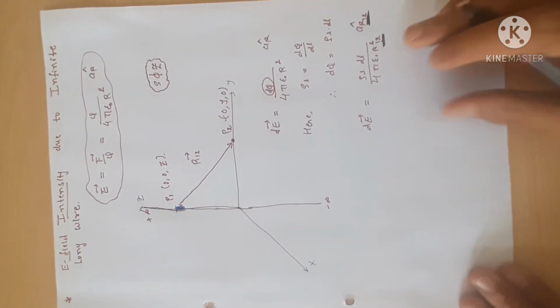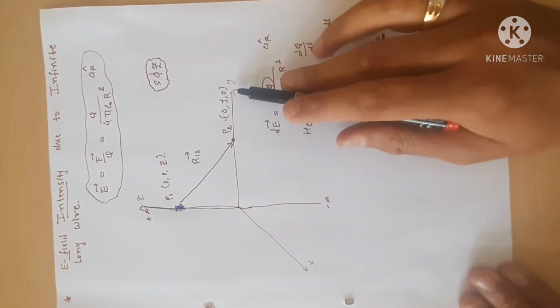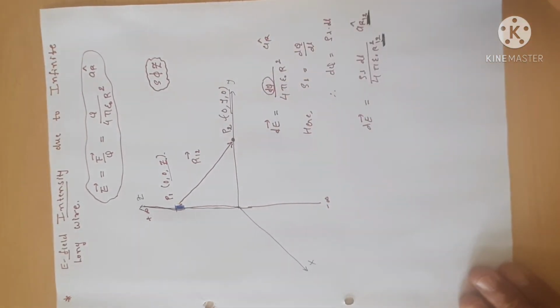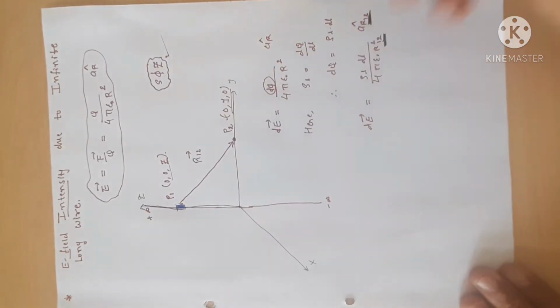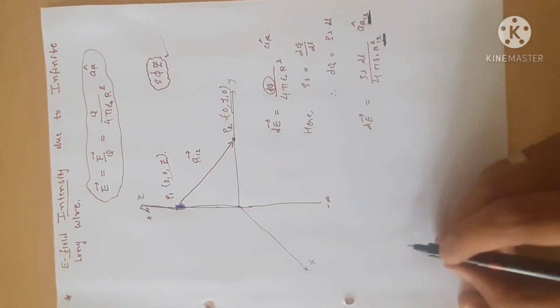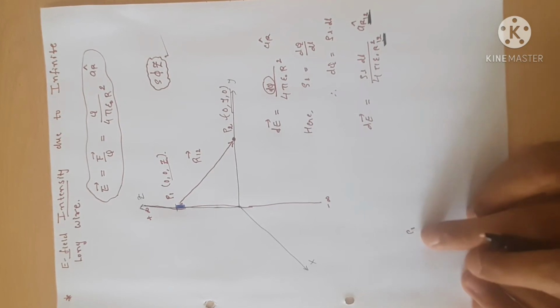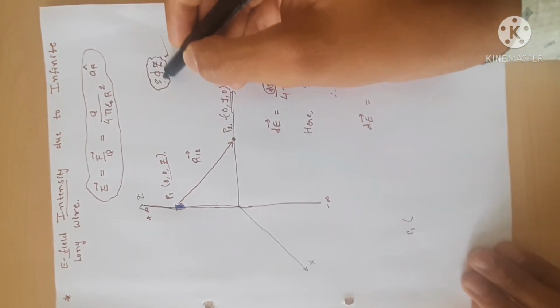So here what are the coordinates of point P1 and P2? 0 0 z and 0 y 0. But whatever coordinates I have written are in the Cartesian coordinate system, and as we have discussed here we have to use a cylindrical coordinate system. So that's why it is necessary to convert this Cartesian coordinate into the cylindrical coordinate system. Now I have to write point P1 in cylindrical coordinate system, so it is rho phi z.